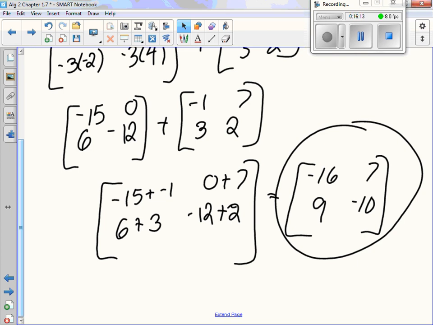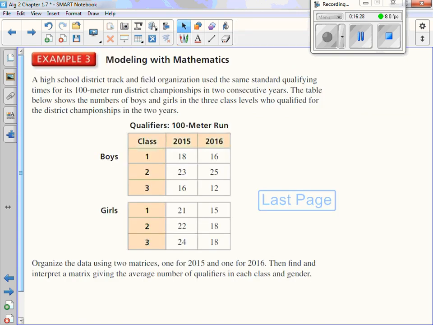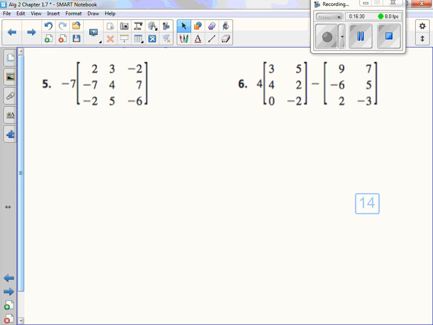Questions on this here? Do we need to see another example of either one of these with scalars, adding, subtracting? Okay. We'll finish this here because we're not going to worry about that.